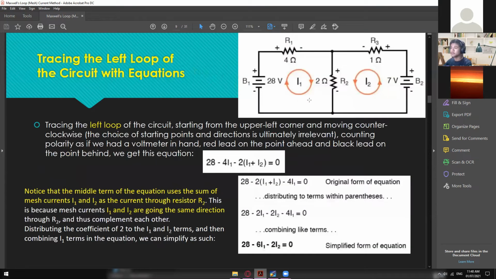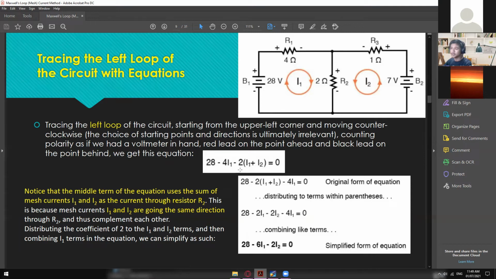So let's start with the first loop, the first mesh, the I1. Considering the voltage source first, it will give you 28 volts, and then minus I1 times R1. The value of R1 is 4, so it's already right here. And then going right here, we have minus I1 times R2. So I1 times R2, it's already 2 ohms. But as you guys can see right here, we have an additional one, which is the positive I2.